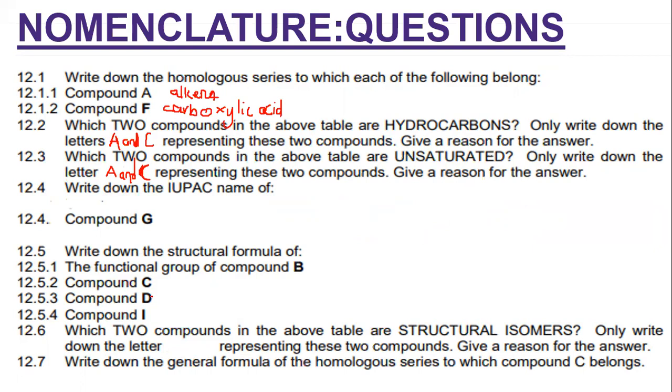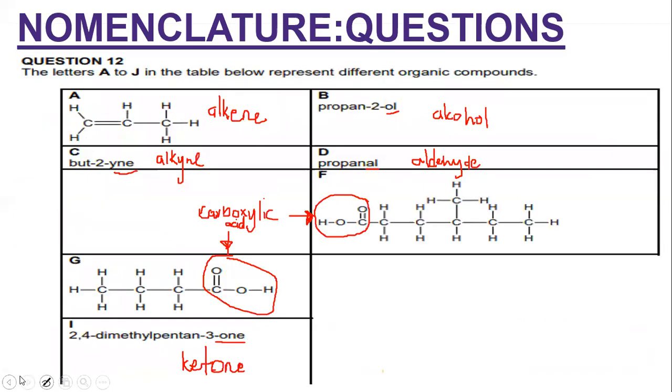Now let's go to the next question. They want the IUPAC name of G. Where is G? There you are. So they want the IUPAC name of G. Maybe we can write it here if we want. So we can write the IUPAC name here.